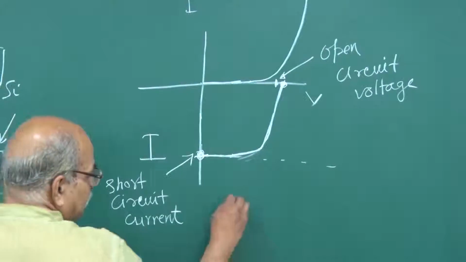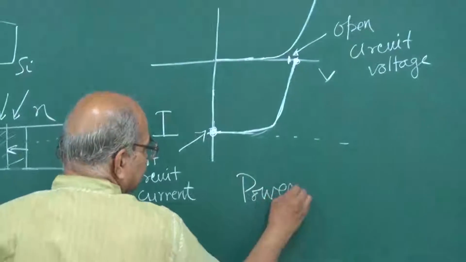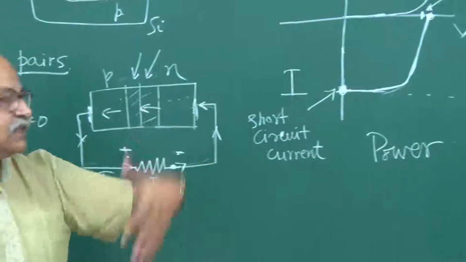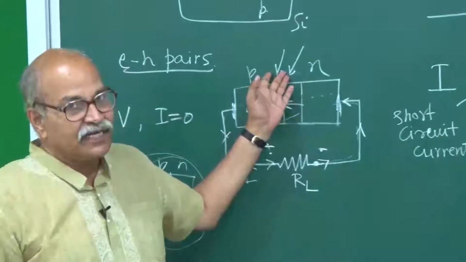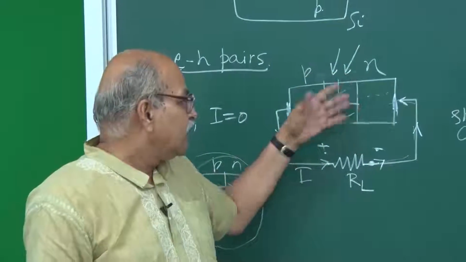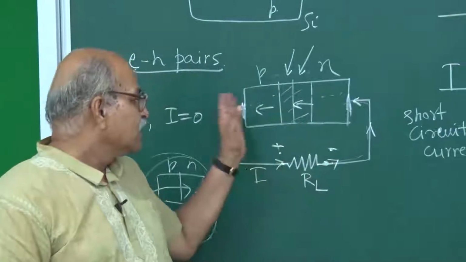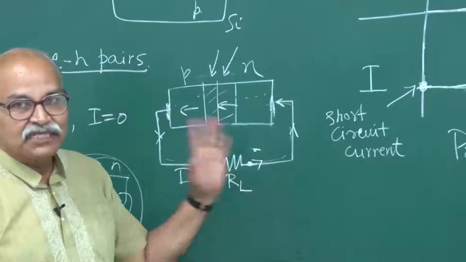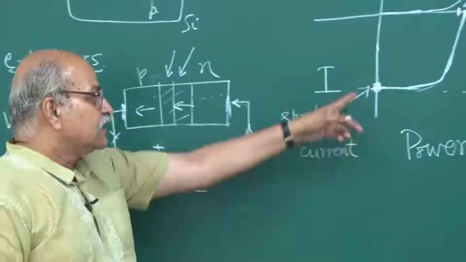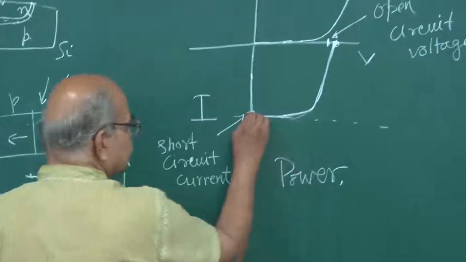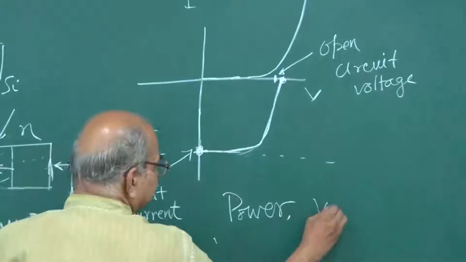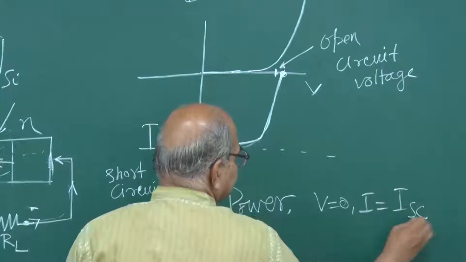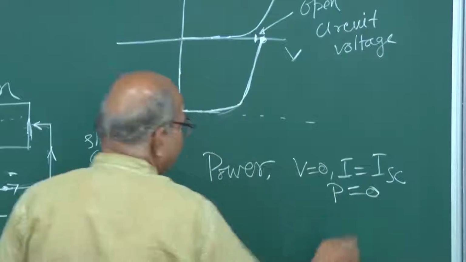What about power? Because we are interested in power. From solar panels, what we need is power. So, we have light, normally sunlight, falling on it, and then we put some load here, so that we get some potential difference, we get some current, and so there is power. So, in this case, when V is 0 and I is equal to I short circuit, power is 0. V into I is 0.